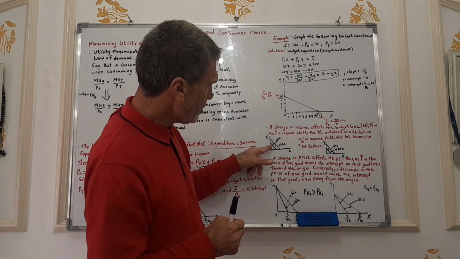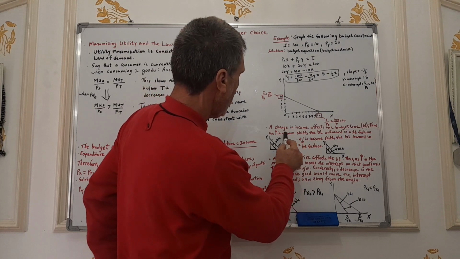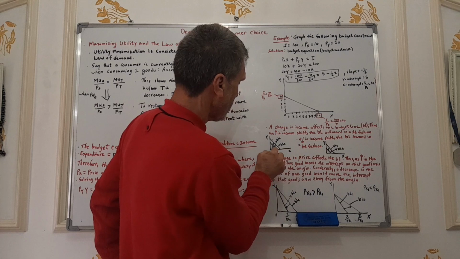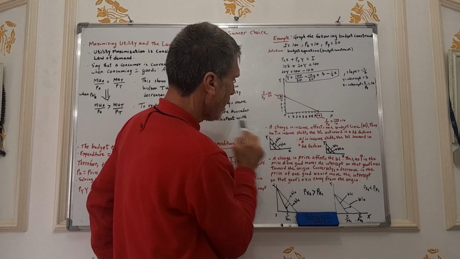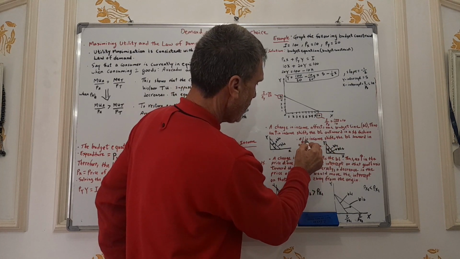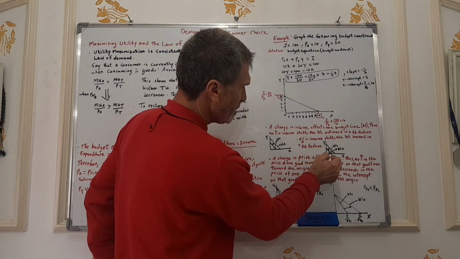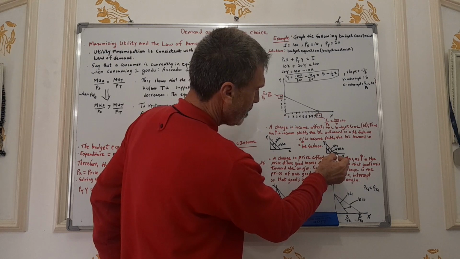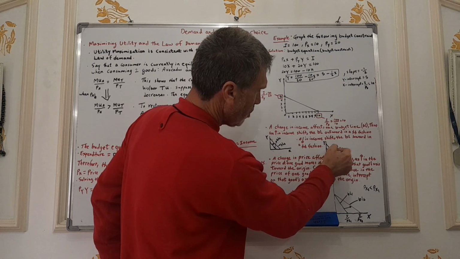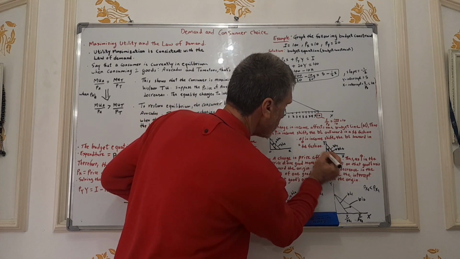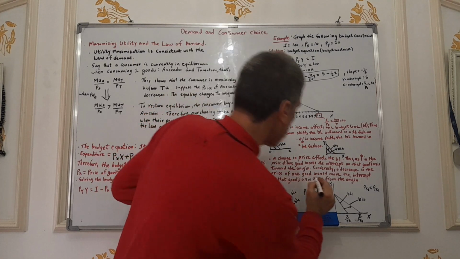So an increase in income shifts the budget line outward in a parallel fashion here. And then here, the second one, a decrease in income shifts the budget line inward in a parallel fashion. As you can see, this is a shift inward.